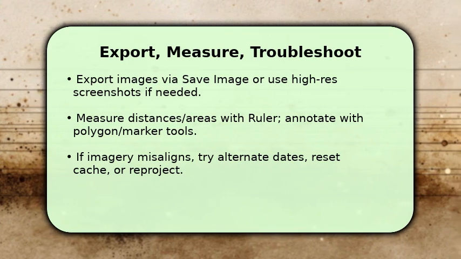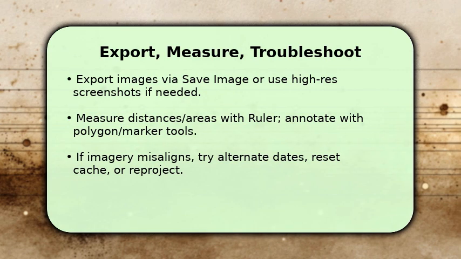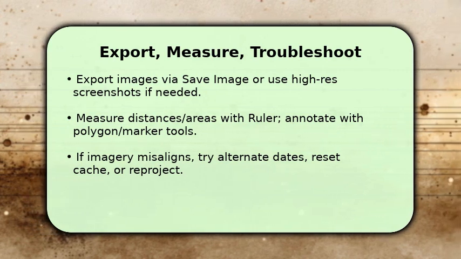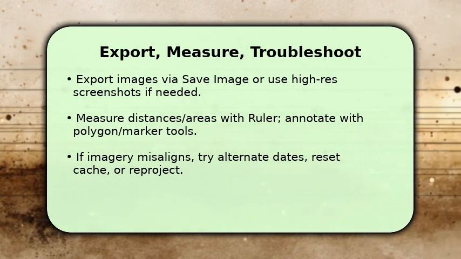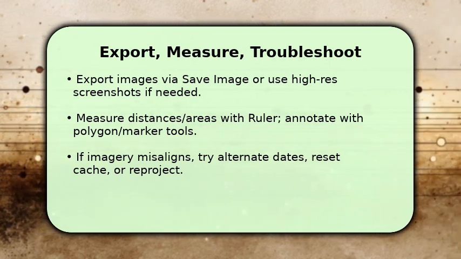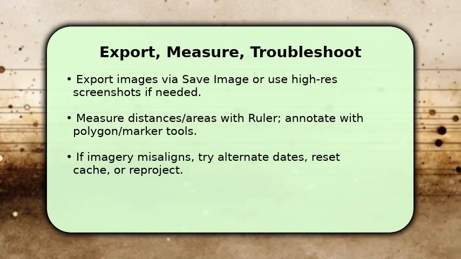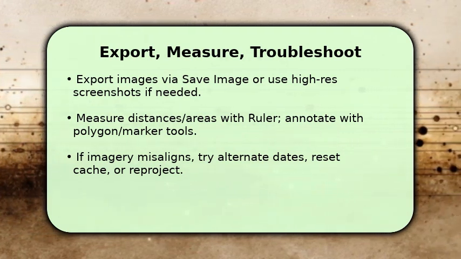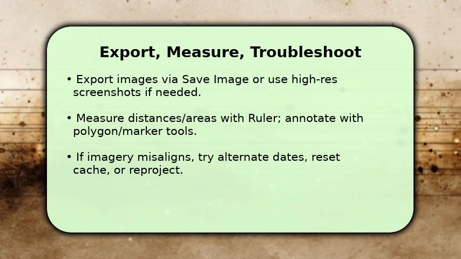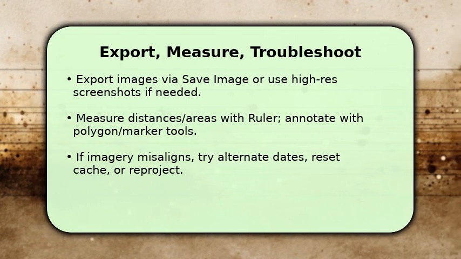You save images or take high-res screenshots of each selected date, then use the ruler and polygon tools to record distances and area changes. Make sure to save a km scale and the date stamp on each export for provenance. If you encounter misalignment or obvious georeferencing errors, clear the cache, try adjacent dates or the WebVersus Pro client, and, if necessary, reproject imagery in GIS to confirm true spatial change.